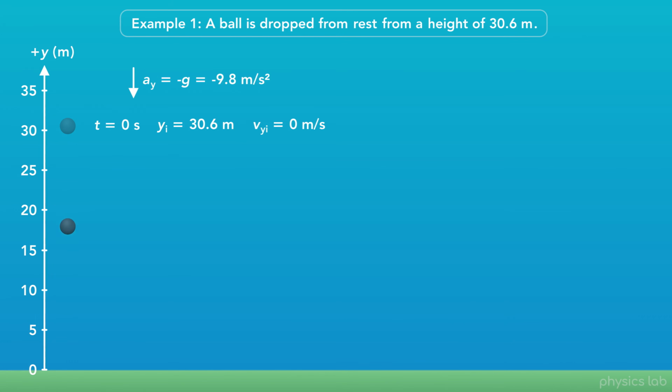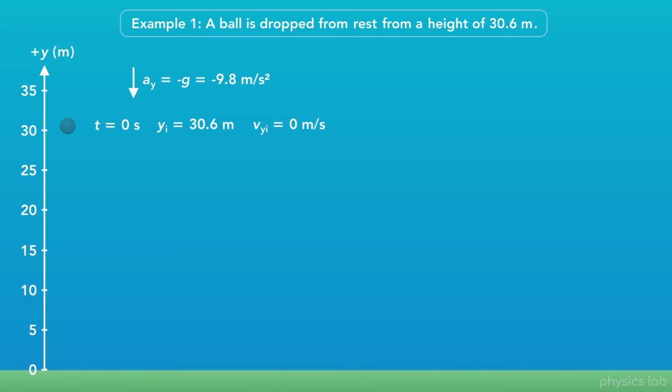What's happening to the y position of the ball over time? It starts at 30.6 meters and decreases as the ball falls. What's happening to the velocity? The ball starts with no velocity, and then it moves faster as it falls.